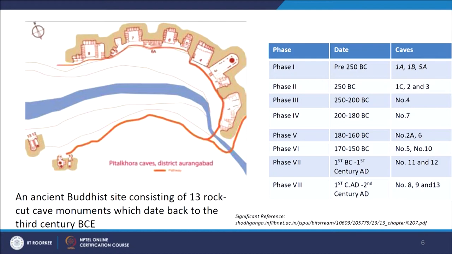They are not of the same form or the same alignment. Number 3 is a kind of chaitya, and in 13 as well you can see chaityas and viharas of a Buddhist style. Number 1 is a very rudimentary stage of a cave, which dates back to pre-250 BC. Then phase 2 covers 1C, 2 and 3, which are smaller, and the third one is a chaitya, an elongated corridor, which again goes back to 250 BC. Whereas number 4 has a huge square base, which is between 250 and 200 BC.